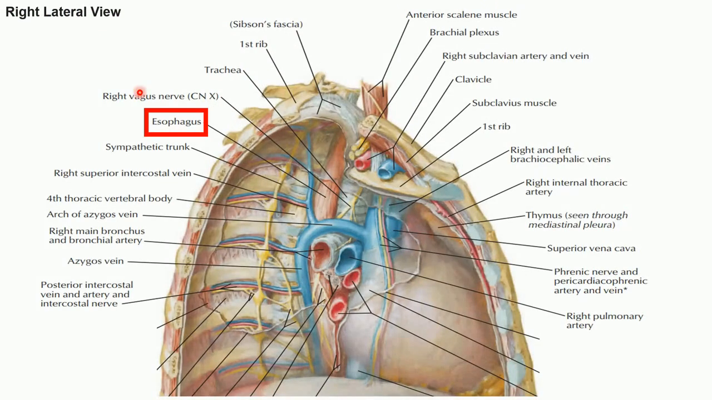Here we are seeing a right lateral view of the chest. Of course, the right lung is removed, and you can appreciate that this esophagus is just close to the esophagus.